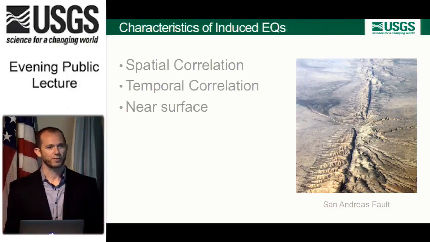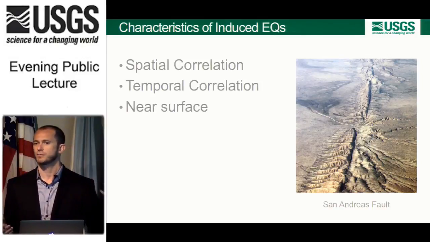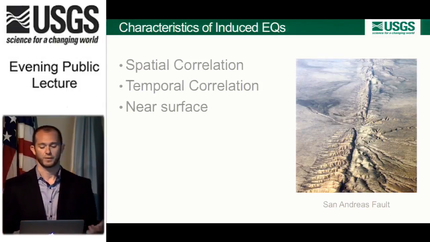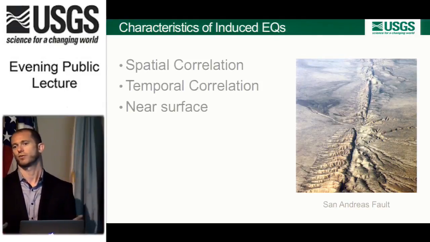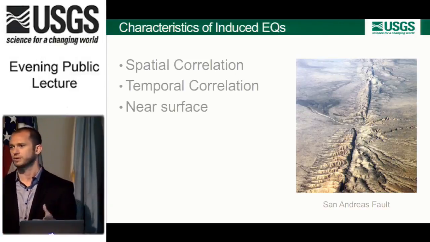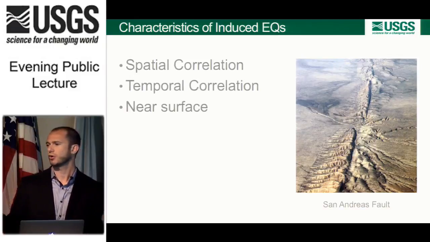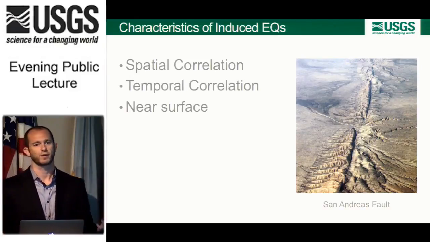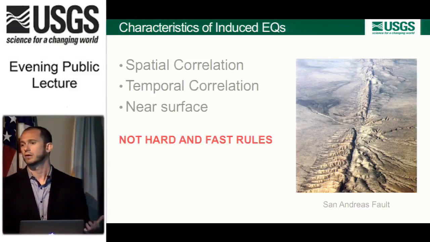The second thing I start thinking about is, are these close in time? Was there some change in the human activities that could be linked to the earthquakes? And finally, are these earthquakes close to the surface? In general, human activities are at the surface or very close to the surface, so the effects of these activities are going to be close to the surface. And so these are sort of criteria that I start thinking about when I think about whether or not an earthquake is induced. Unfortunately, these are not hard and fast rules.